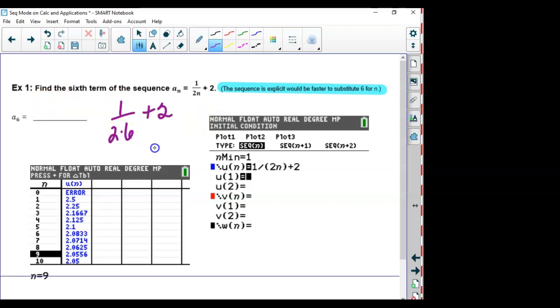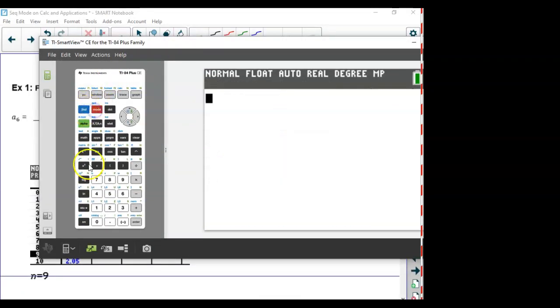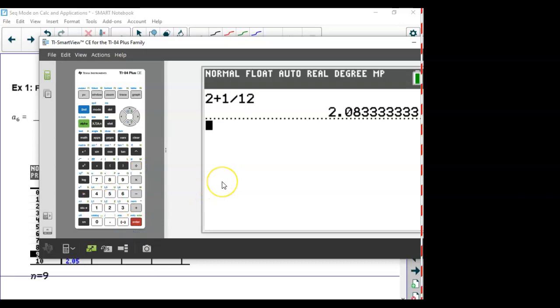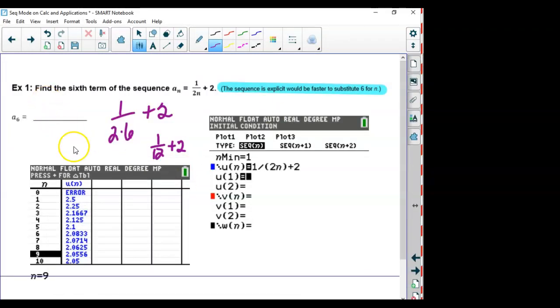So you'd have 1/12 plus 2. So if you just went to your home screen and you didn't have to do anything fancy and you said 2 1/12, you'd get that same decimal, okay? So using sequence mode was not very helpful, and it's not a pretty answer anyway. So there's what we had, 2.08 repeating. All right, that was not a fun example.